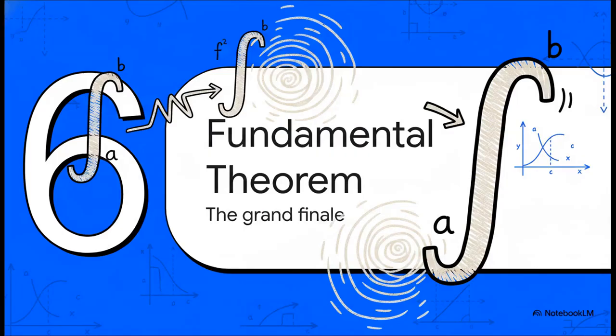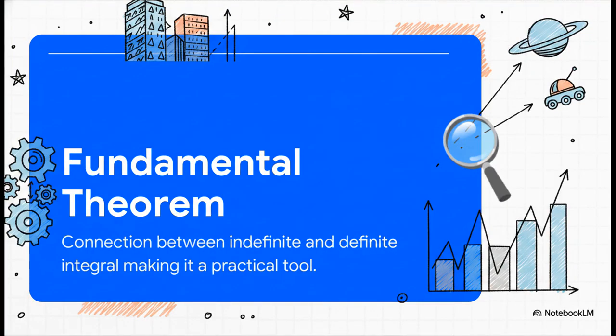Which brings us to Section 6, the fundamental theorem, the grand finale bridging the indefinite and the definite. This is it, the climax of our mathematical expedition. The fundamental theorem of calculus is exactly what it sounds like. It is the bedrock of the entire subject. It proves that calculating slopes and calculating areas, which genuinely seem like totally different geometrical problems, are actually intimately connected. This singular realization, that's what turned calculus into a practical powerhouse, the kind of tool we use to build skyscrapers, predict financial markets, and literally send rovers to Mars.